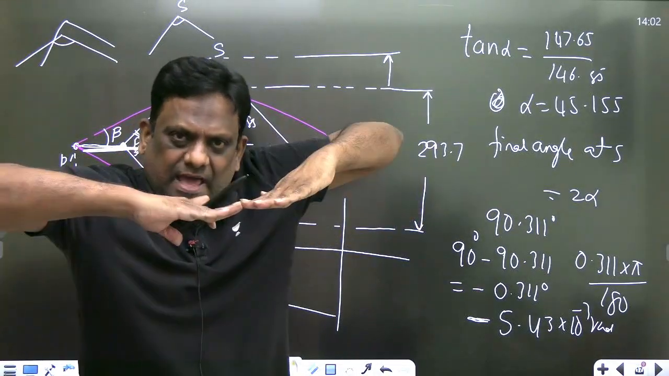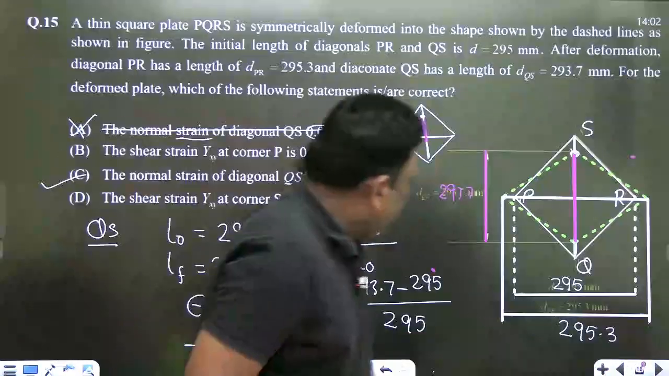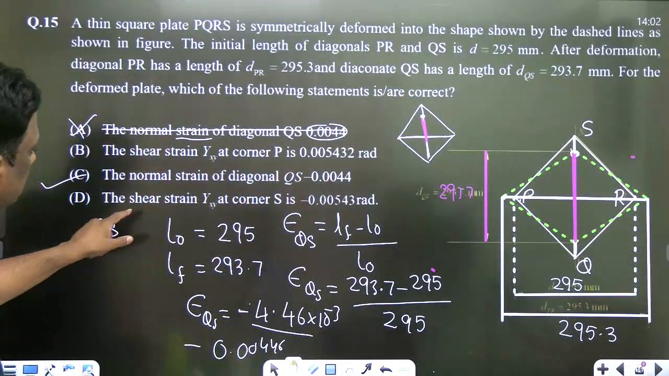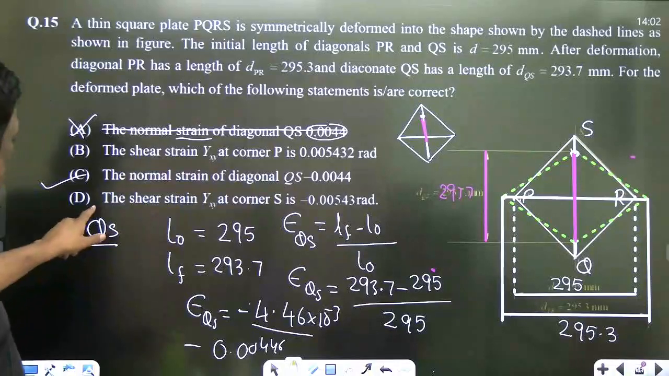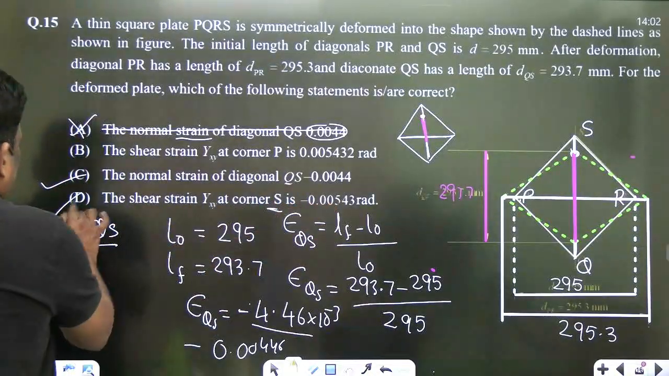Originally it was 90, now the angle increases. So at S we have calculated. Take one more look at S. Yes, look, the shear strain at the corner S is minus, yes it is correct.